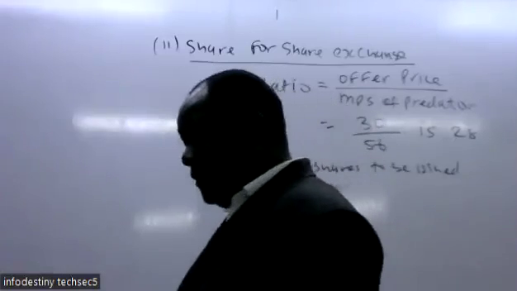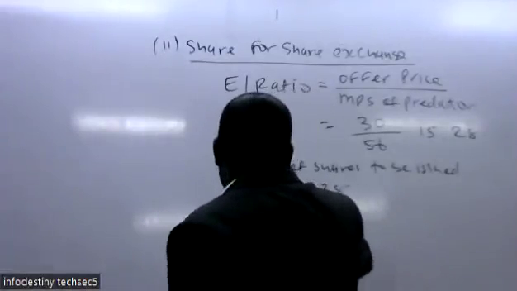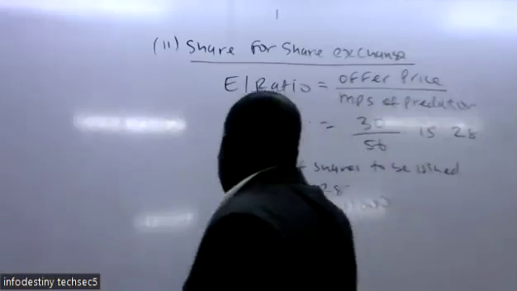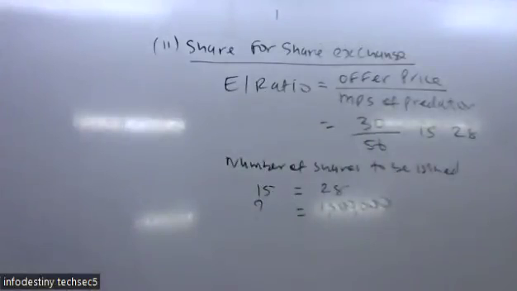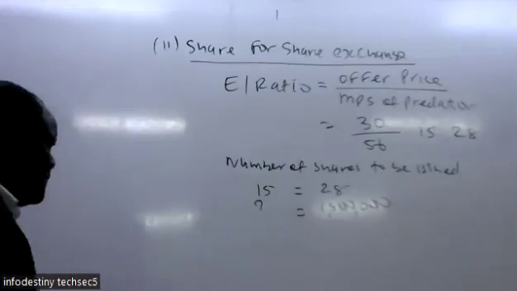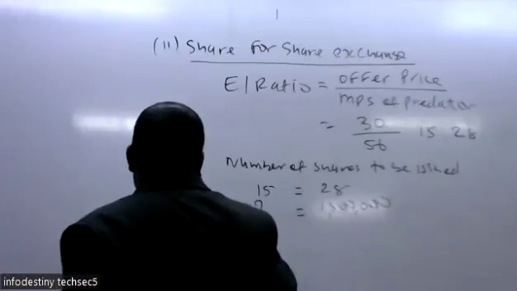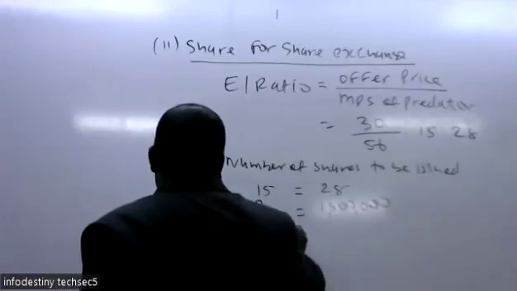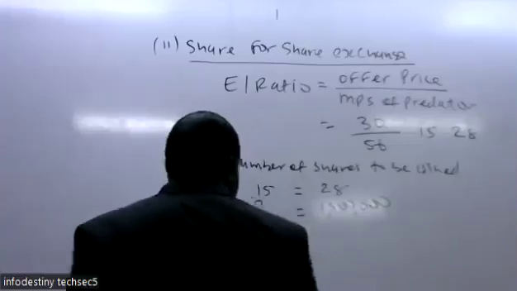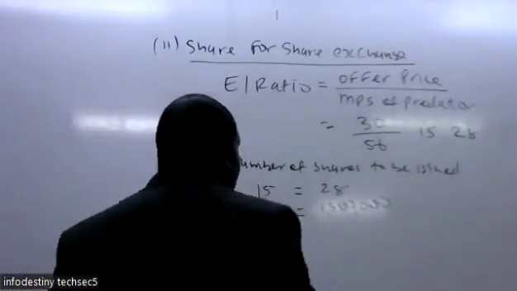But we know the target has got how many shares? The target is Trigger Limited. So Trigger Limited has how many shares? 1.5 million shares. So when you cross multiply, how many shares should be issued? 8.357 million. So when you round off, it comes to that figure. So that now will be able to give you the value.